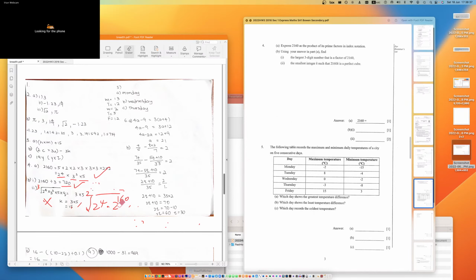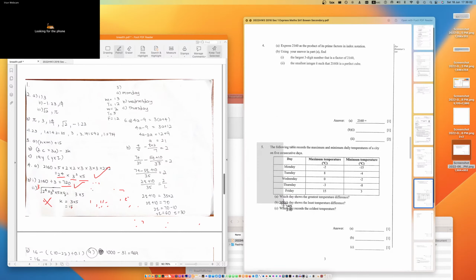But for perfect cube and perfect square, you must write carefully and correctly. Over here I think it is pretty easy also. Which day shows the greatest temperature difference? So you just take maximum and minimum. Monday? Actually I don't know yet, because we must calculate first. So you need to get it into a scale.